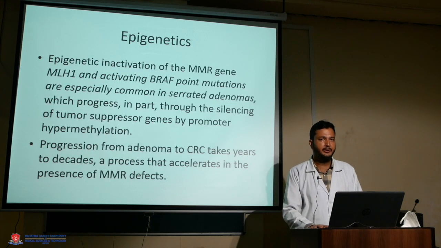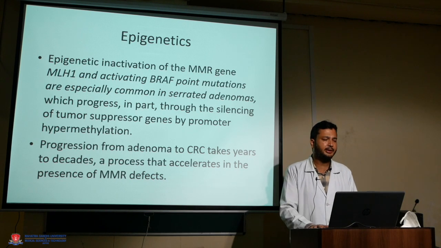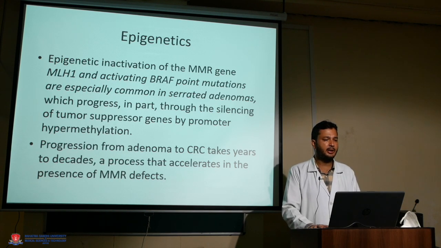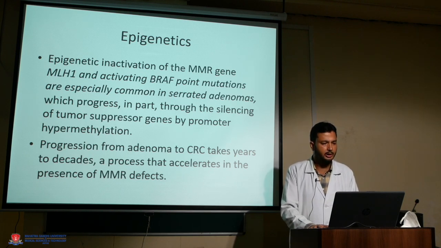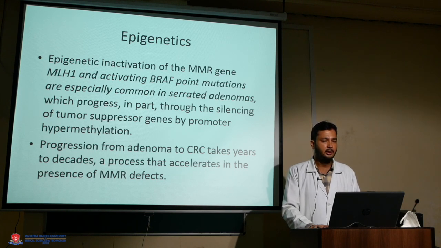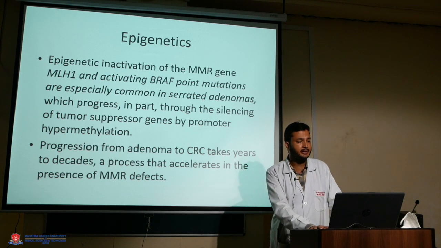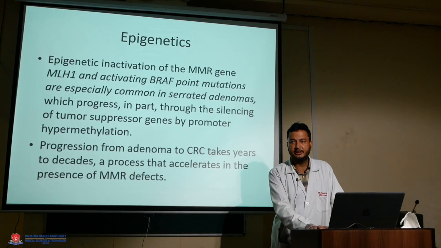And if we talk about the epigenetic changes responsible for colorectal cancer, epigenetic inactivation of the MMR gene MLH1 and activating BRAF point mutations are especially common in serrated adenomas, which progress in part through the silencing of tumor suppressor genes by promoter hypermethylation. The progression from adenoma to CRC takes years to decades, a process that accelerates in the presence of MMR defects.